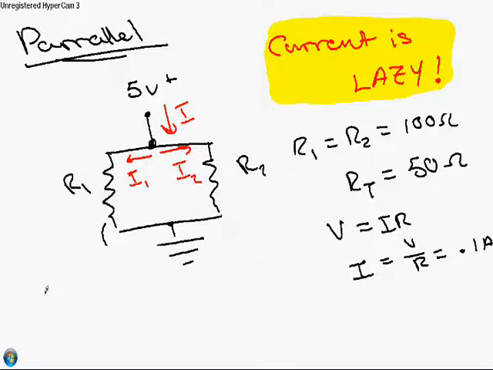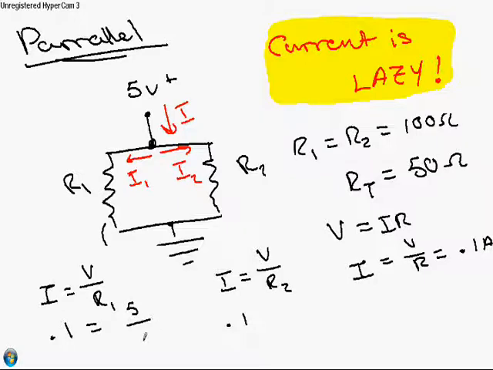Now if we look at I equals V over R1 and I equals V over R2, you know that the current is 0.1. You know the current's 0.1 here as well. Voltage is 5 volts and the resistance is 100. 5 over 100.